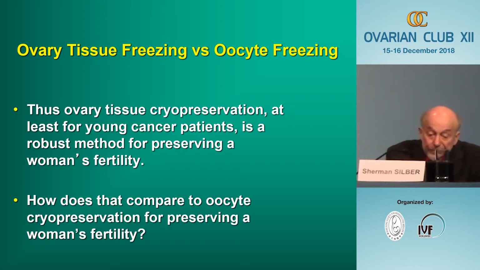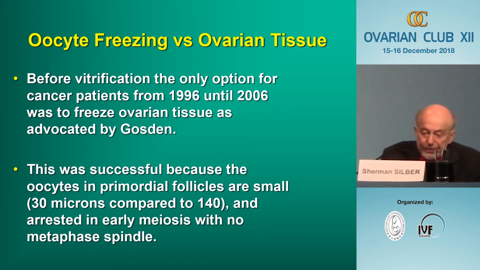Ovary tissue cryopreservation, I think at least for a young cancer patient, is a robust method. And the question is, how does it compare to oocyte cryopreservation for preserving a woman's fertility? Now, before vitrification was available, and this goes back to 1996, after I did studies with Roger Gosden, the only option for cancer patients for those 10 years, from 1996 to 2006, was to freeze ovarian tissue, advocated by Gosden in his paper in 1994, and to use slow freezing for sure.